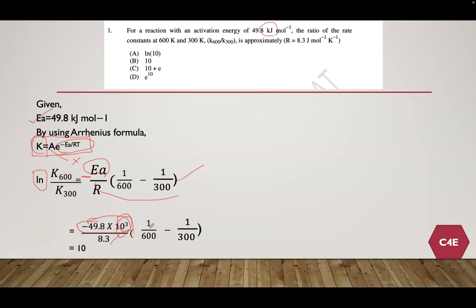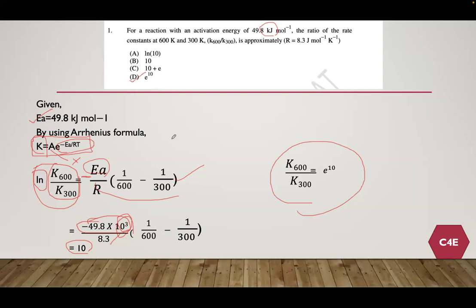The value of R is given to us. The temperature is already substituted. Once you solve that, you will get the value of ln K 600 by K 300 as 10. But our final answer is not to find the value of the logarithmic form, but rather the ratio. To remove this, we will convert this back into the exponential form, and our answer will be option D, e raised to 10. So basically the idea that you have to keep in mind is about the Arrhenius equation. And if you create the ratio, you have to convert the exponential into the ln format, and then convert it back into the exponential format in order to get the answer.